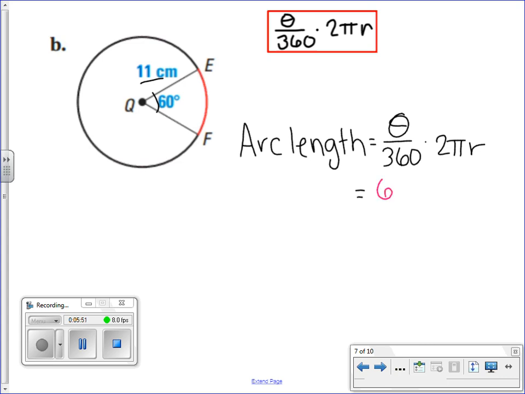So theta is 60, once again. Divide that by 360 times 2 pi. My radius is 11 here. So I want you all to practice plugging this in your calculator. When you do so, you should get 11.52.